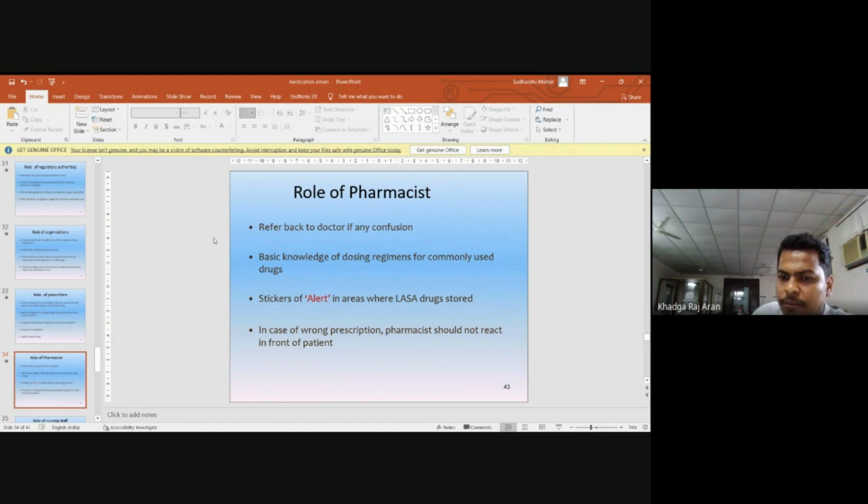In case of a wrong prescription, pharmacists should not react in front of the patients. They can just refer back to the doctors rather than change their facial expression.